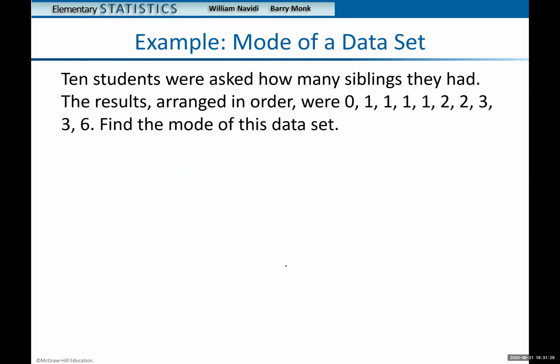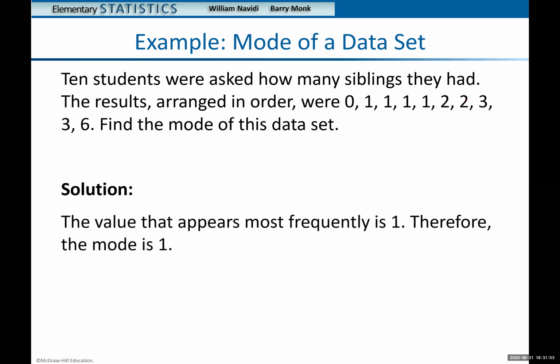So an example here, 10 students were asked how many siblings they had, and the results arranged in order: 0, 1, 1, 1, 2, 2, 3, 3, 6. Find the mode of this data set. So the most frequent is 1. There are 4 ones, there are only 2 twos and 2 threes, the rest ones. So the mode is 1.